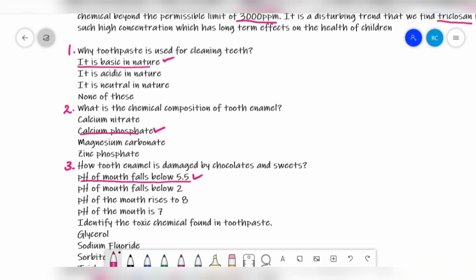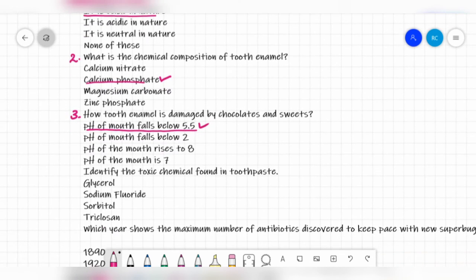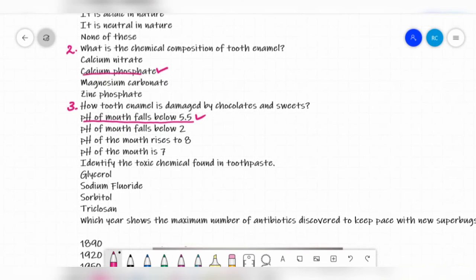Now, the fourth one, identify the toxic chemical found in toothpaste. So when we read that paragraph, a substance name they have given. What is that? Glycerol, sodium fluoride, sorbitol, triclosan. They have given the name triclosan. So the chemical which is above 3000 parts per million is triclosan. It is harmful to the children's health.